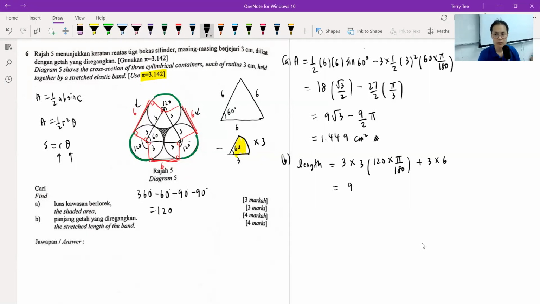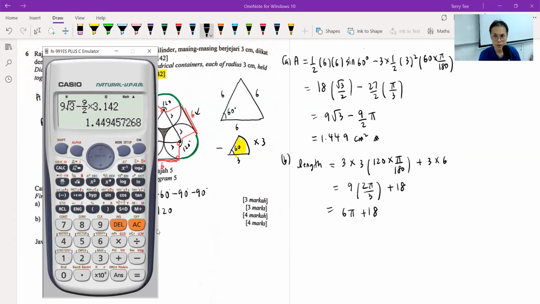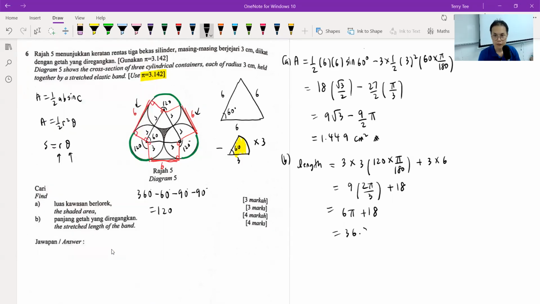You can write 9 of π, 2π over 3. This is 2π over 3. You can actually do it in one shot, you don't have to do it so long. This is 18. Can simplify further, cancel, cancel. You've got 6π plus 18. Now, again, you need to use 3.142. Even if you don't write it like this, you can type into your calculator straight away, that is okay as well. I just want to show you 3.142. I will show you in terms of π first, then you plus 18. My answer is 36.85. 36.85 for 4 significant figures is enough.